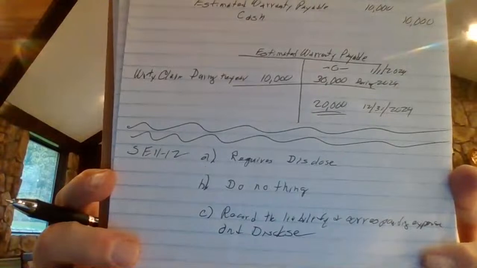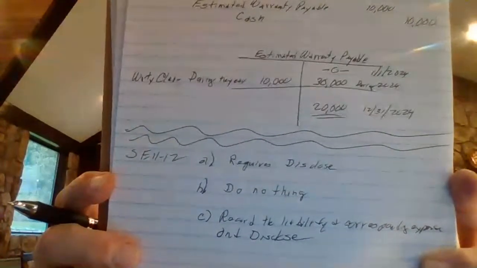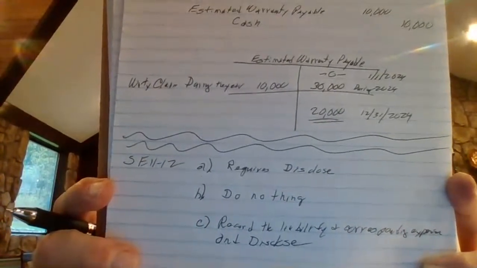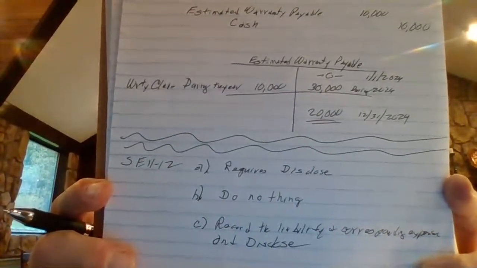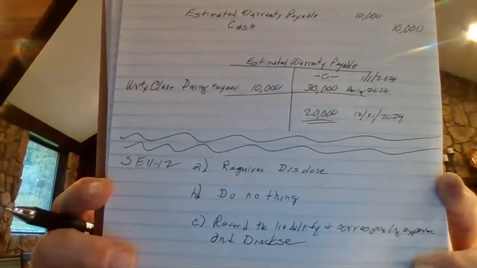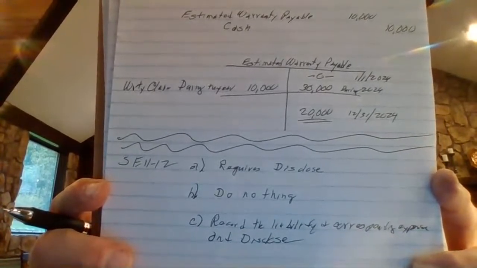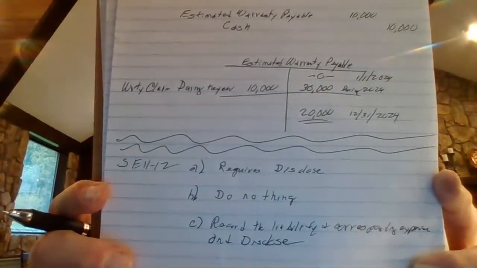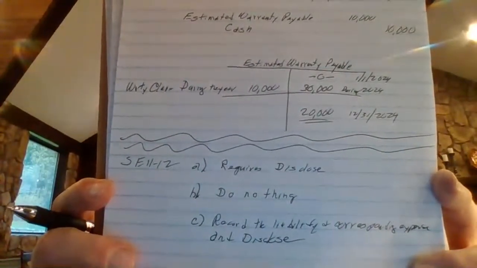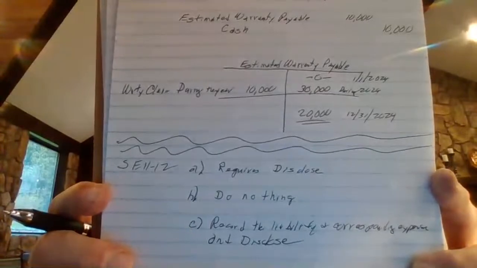In item C, if it wasn't able to be estimated, we would just be required to disclose it. So you can see there, A, all we have to do is disclose it. B, we don't have to do anything because it's remote. A, it's only reasonably possible. In C, it's probable, likely to happen, and we have a reasonable estimate of the amount. So we will record the liability and the corresponding expense and also disclose it. If we couldn't estimate the amount, then we would only disclose it.